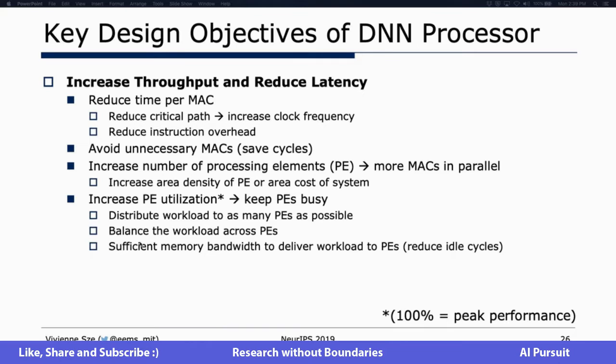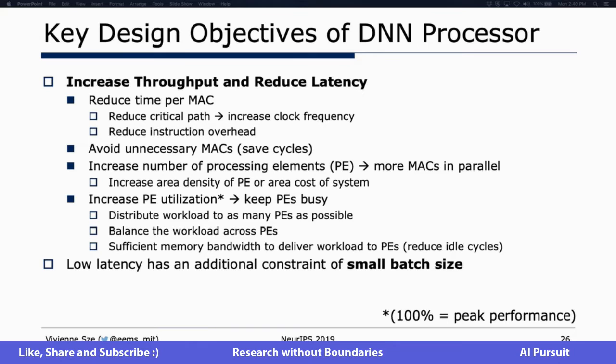Can we avoid unnecessary multiplies and accumulates? As a hint forward, there are cases where you don't necessarily need to multiply by a 0. You can skip those multiplications, and if you can skip them, you can save cycles and run at a higher throughput.